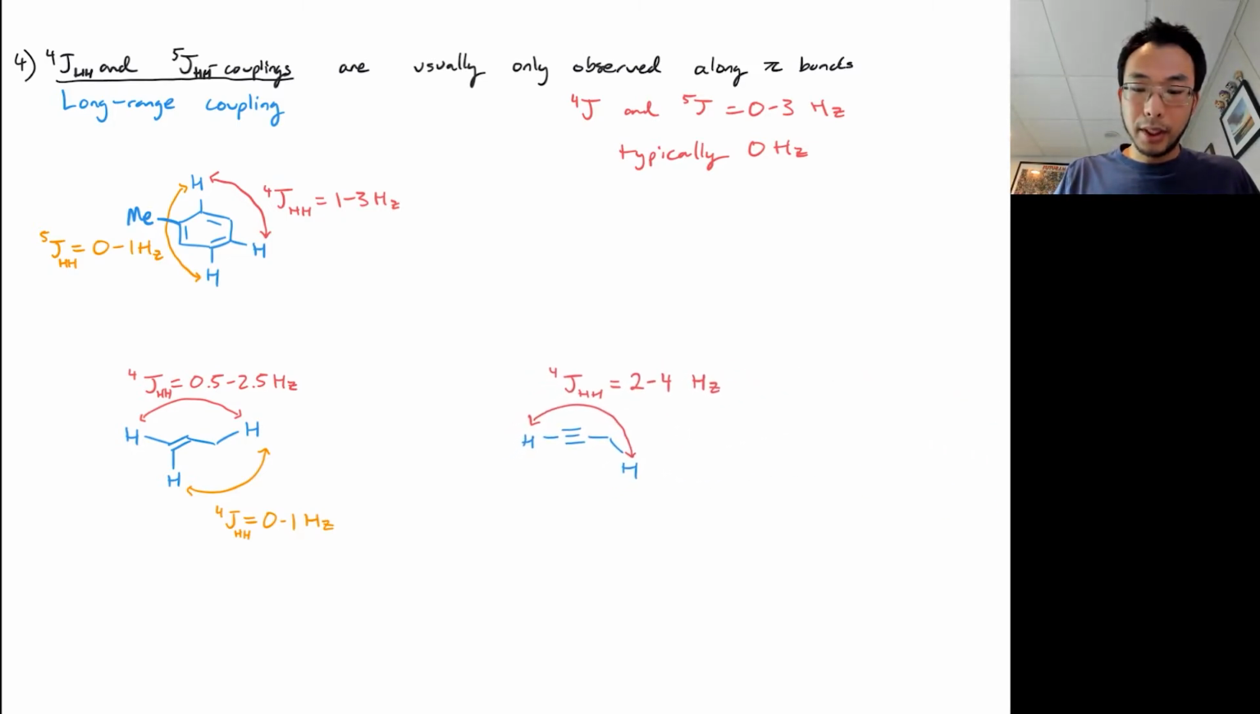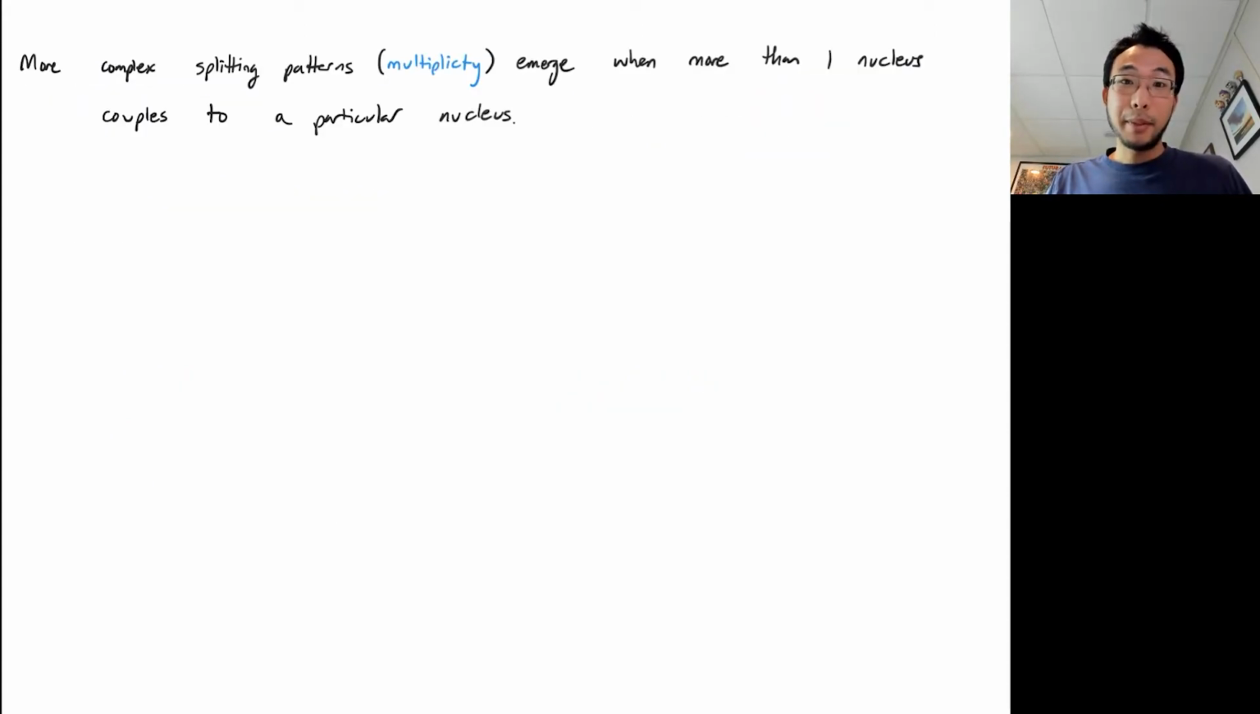Finally, we can also see this in triple bonds. The alkyne CH can couple 4 bonds away to another hydrogen, and this is actually relatively stronger, in the 2 to 4 Hertz range. Part of an explanation for this would be that we have a shorter CH bond and a shorter CC bond here that may contribute to these protons being closer together, so their nuclei communicate a little bit more effectively. So splitting doesn't end there because each nucleus in the molecule doesn't necessarily have to be next to just one other nucleus that it's interacting with.